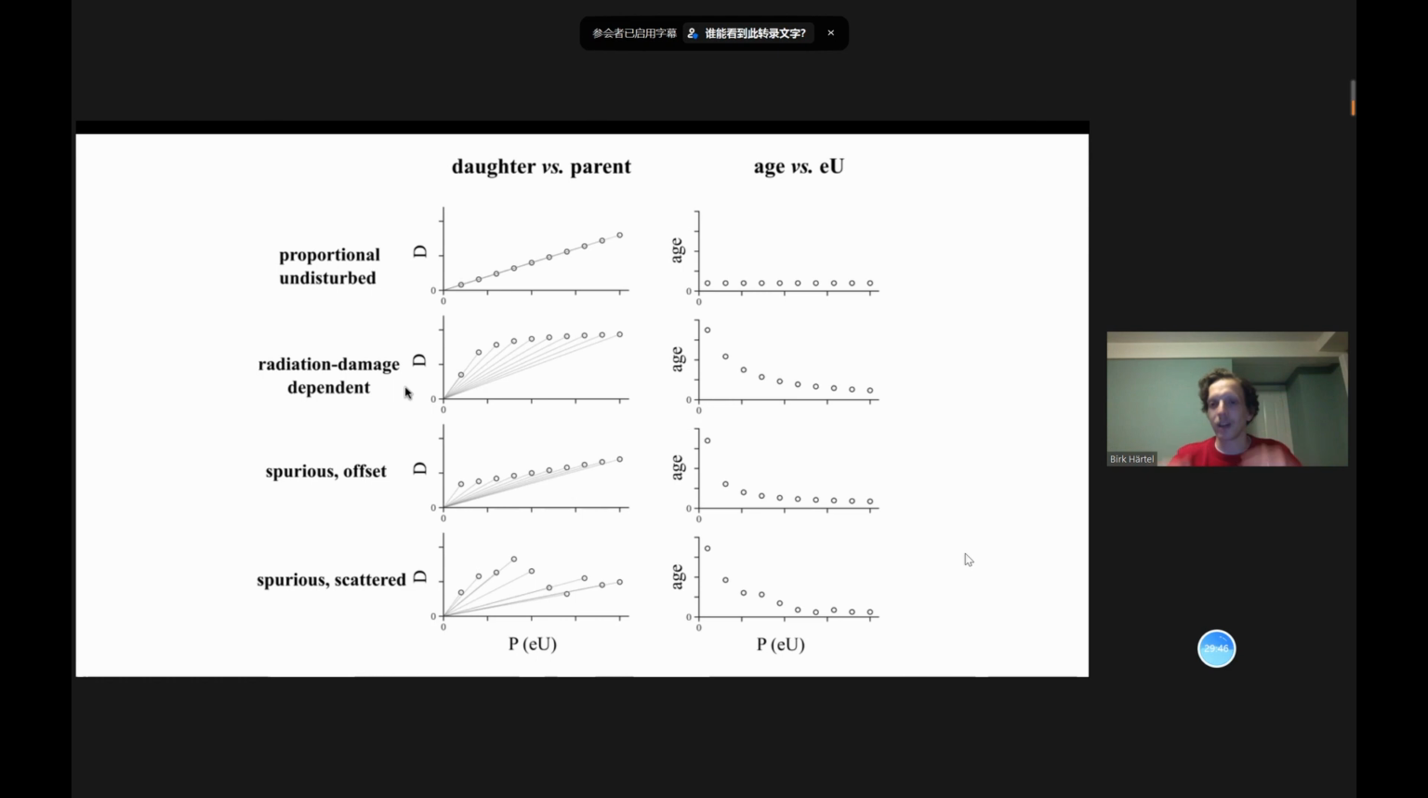So the bottom line of this plot is actually that, well, in the ideal case where everything is proportional and undisturbed and very, very straightforward, we don't have any problem with the age-EU plot. But if we deviate from it, we can have very, very different daughter-parent relationships, which all lead to more or less the same pattern in the age versus EU plot, or which lead to the same age-EU association. So if we only see the age versus EU plot, we cannot distinguish very well which of the three scenarios we actually have.